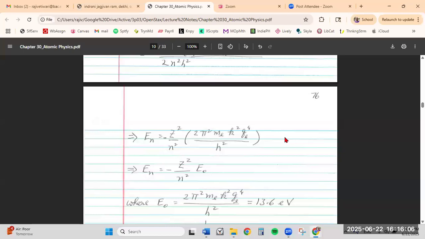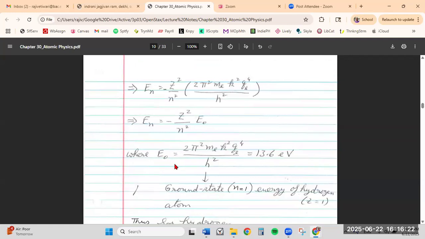This entire expression in the parentheses is represented by E naught. So in terms of E naught, the energy of the nth orbit is negative Z squared over n squared times E naught. E naught basically consists of constants, so you can plug in the values of mass of the electron, Coulomb constant, charge of the electron, and Planck's constant. And that turns out to have a value of 13.6 electron volts.